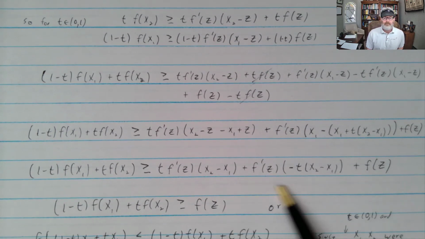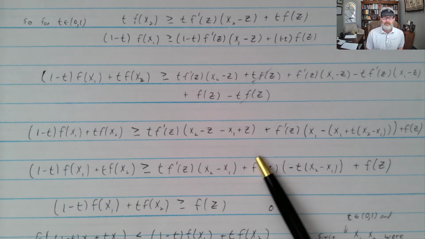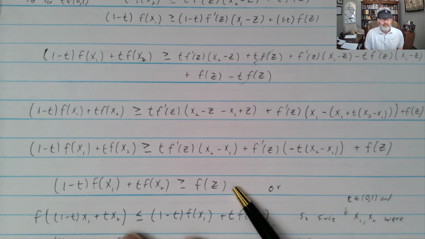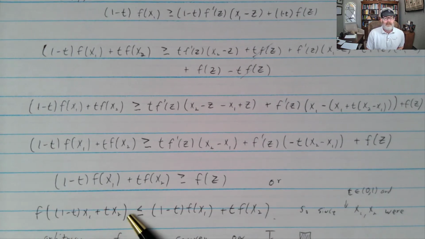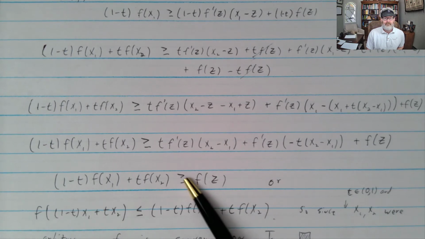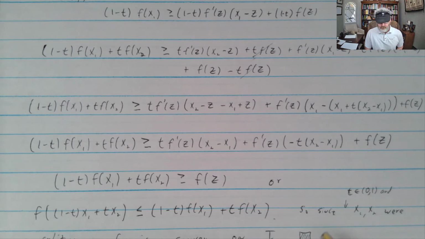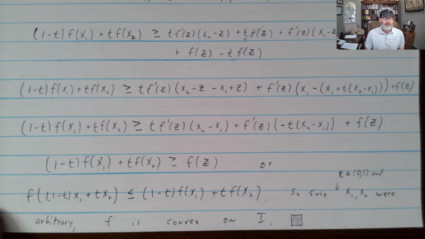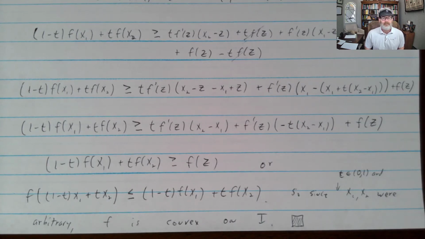And now these two terms are identical, except one's being subtracted, right? You can pull this minus t out front. So they cancel, and you just get f of z. But what did f of z equal one more time? It's this quantity right here. So that is less than or equal to this. And that was true for any x1 and x2. x1 and x2 arbitrary. So f is convex. So that completes the if and only if.